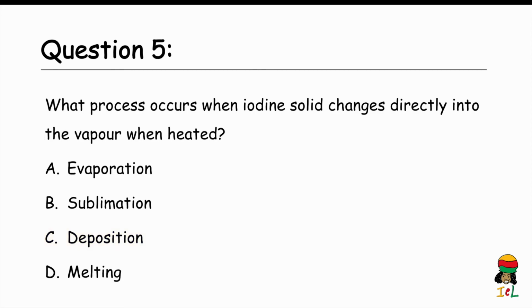Question 5. What process occurs when iodine solid changes directly into the vapor when heated? A. Evaporation. B. Sublimation. C. Deposition. D. Melting. The answer is B, sublimation, which occurs when the solid changes directly into the vapor when heated.